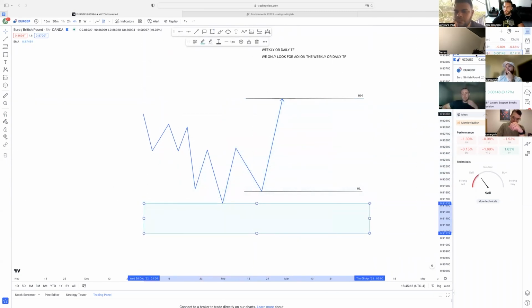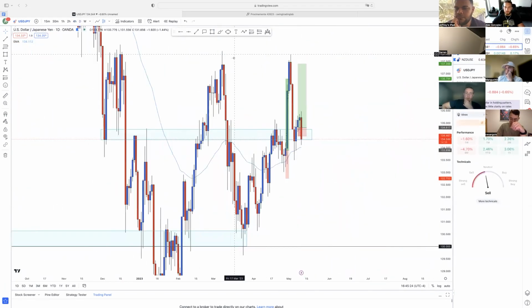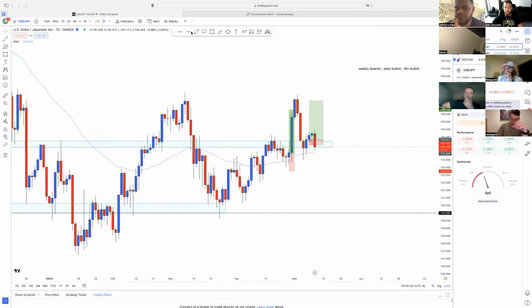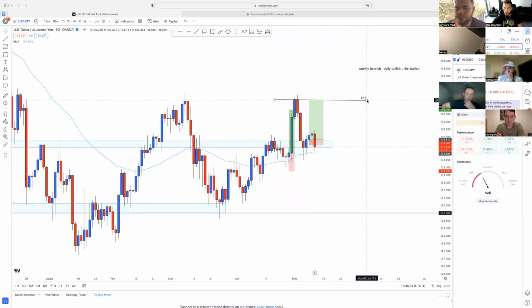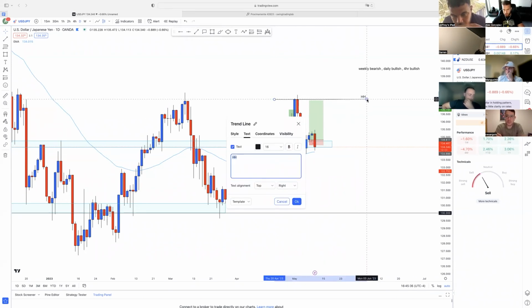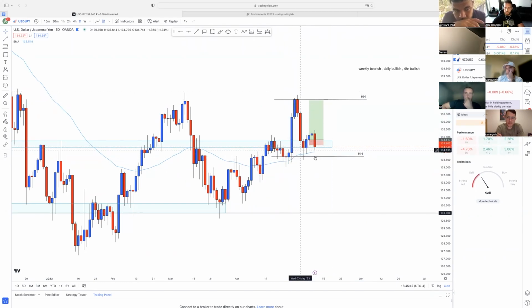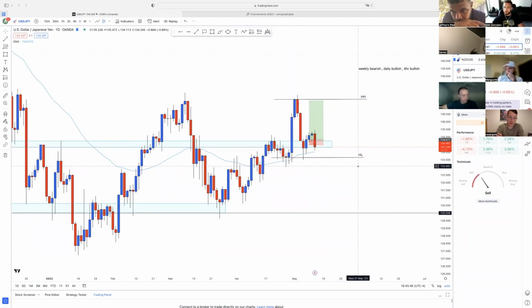Let me give you guys a very simple example. For example, on USD JPY, right? So we're on the daily time frame, right? Let's mark this off as our higher high, and let's mark this off as our higher low. If you guys agree, type 1. If you guys don't, type 2, right?